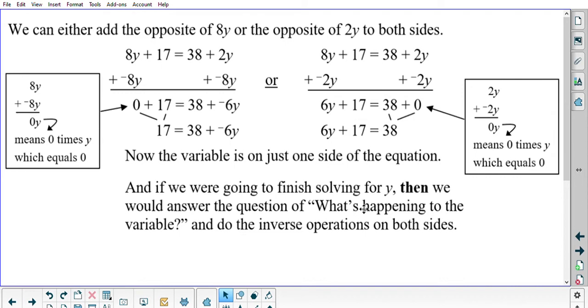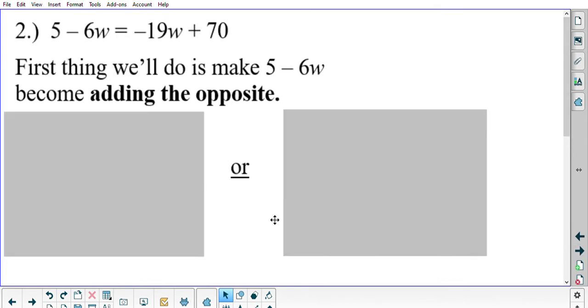If we were going to finish solving for y, then we would answer the question of what's happening to the variable and do the inverse operations on both sides, just like we had reviewed at the beginning of these guided notes. Okay, let's look at another example together.